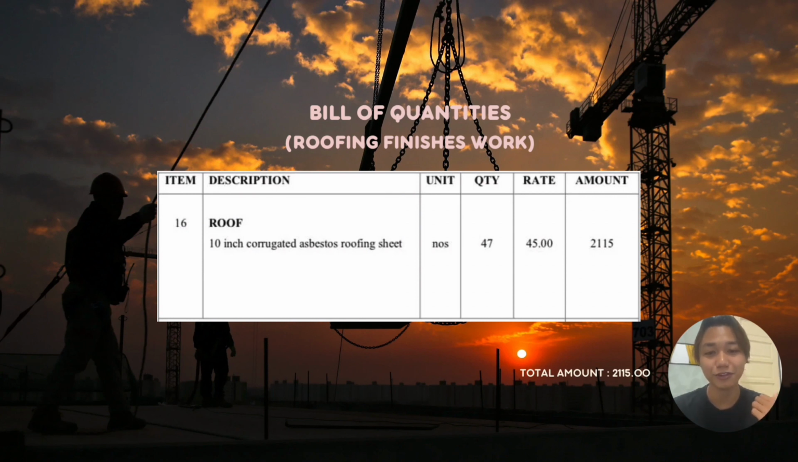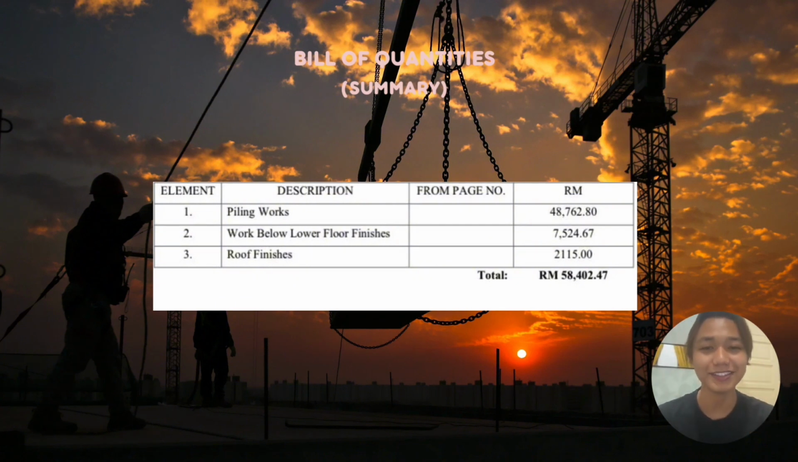Okay, we continue for the sum of 3 elements. These are the 3 elements for the bill of quantities. The first one is piling work, the second one is work below lower floor finishes, and the third is roof finishes. So the sum or the amount of the 3 elements is 58,402.47. Thank you.